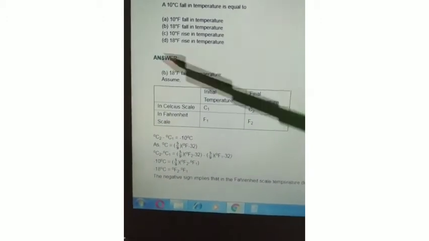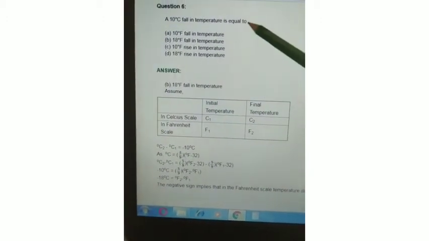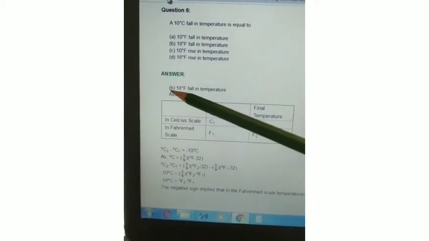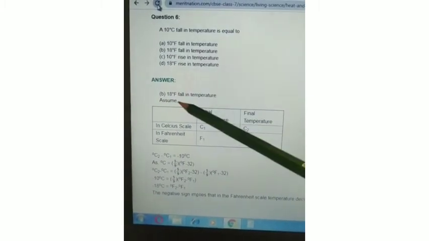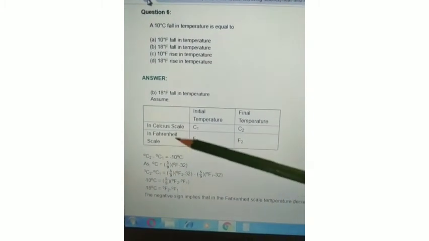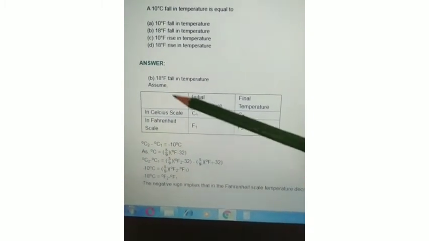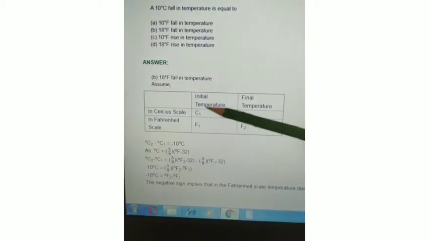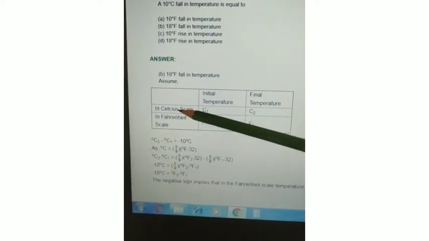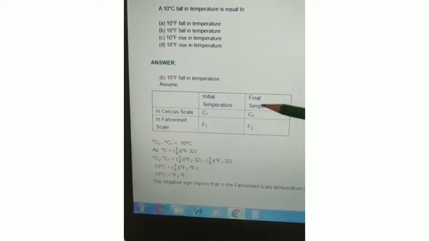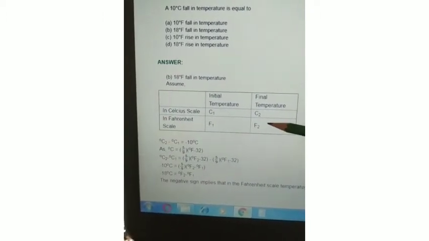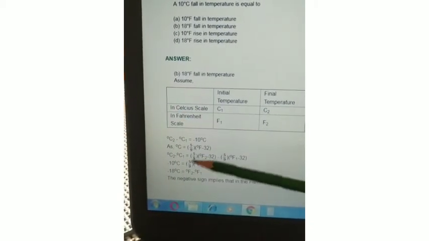So student, as you can all see, the same question is written. So I'll show you the solution. The answer of question number 6 is B part, that is 18 degree Fahrenheit fall in temperature. For this, student, you have to solve it. How will you solve? You have to assume first, right? For the Celsius scale, you have to assume the initial temperature and the final temperature, and the same for the Fahrenheit scale. If we assume the Celsius scale as C1 initial and C2 final, and for Fahrenheit initial F1 and F2 the final temperature.